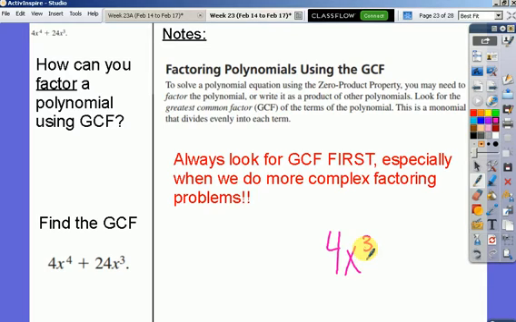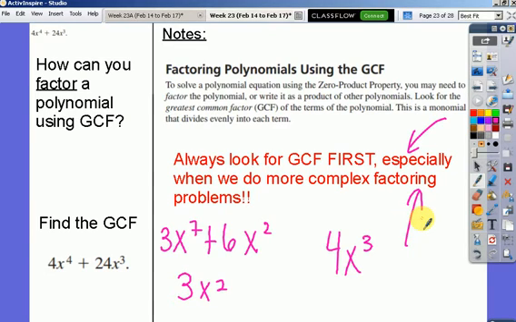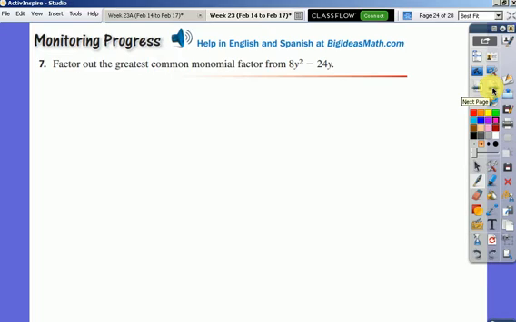So if you're looking at, let's do another example. 3x to the 7th plus 6x squared. What would be your GCF? 3 what? 3x squared. Yep. Yeah? Okay, cool. Remember, GCF. Okay.